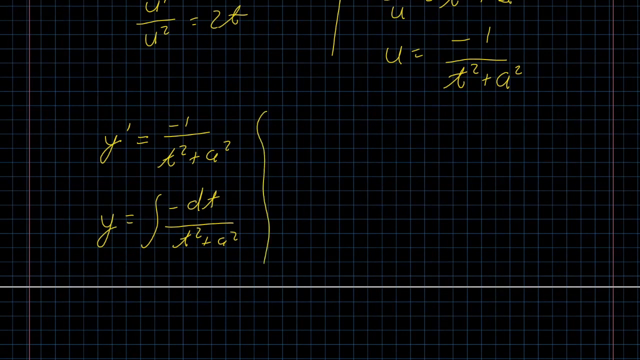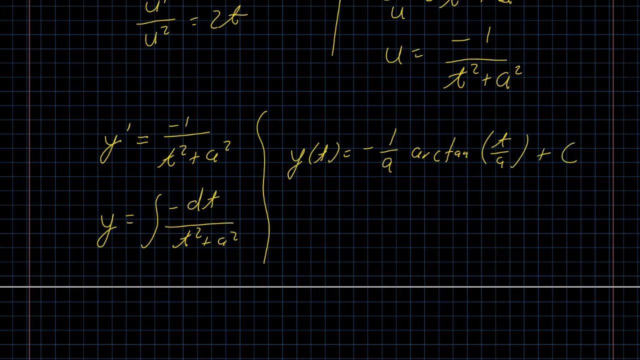That's not exactly an everyday use kind of integral, but it is actually a canonical form. That is the generic form of the arctangent integral. So y of t is going to be, the negative just hangs around, 1 over a times the arctangent of t over a, and then plus a new constant of integration. I'll call this one c.